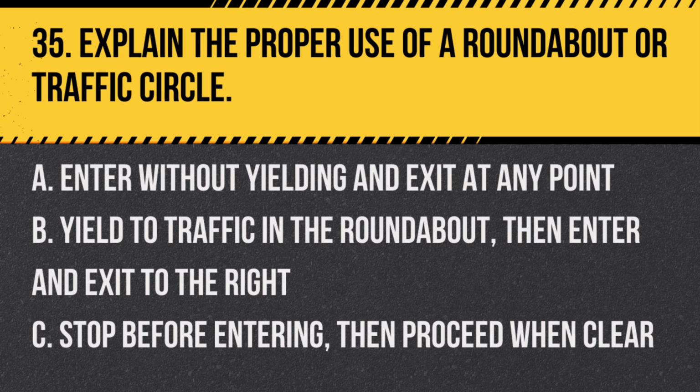Question 35. Explain the proper use of a roundabout or traffic circle. A. Enter without yielding and exit at any point. B. Yield to traffic in the roundabout, then enter and exit to the right. C. Stop before entering, then proceed when clear. Answer: B. Yield to traffic in the roundabout, then enter and exit to the right. This ensures a smooth flow of traffic.